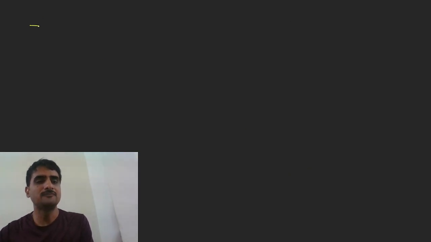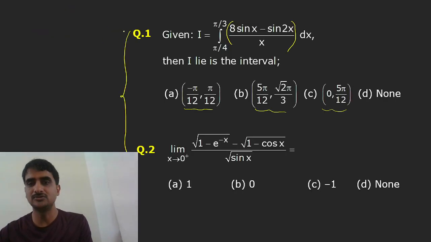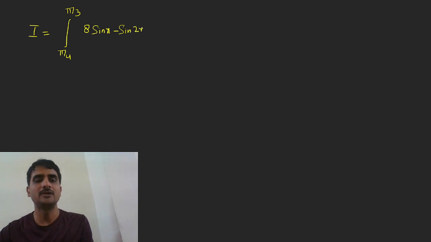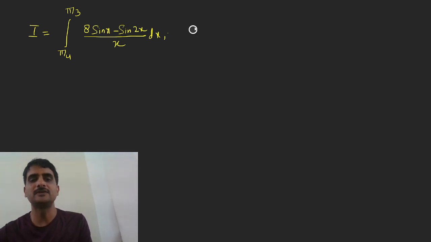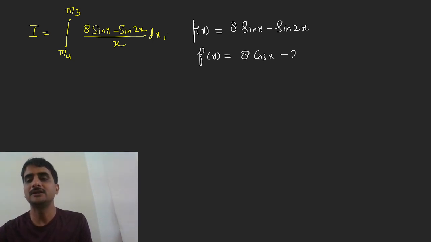Okay, let's start. See, the first question, I found it to be a very good, very interesting question because of the approach to solve it. So it's the integral of (8 sin x minus sin 2x) upon x. We have to estimate its value. Now see, what I will suggest here is, let us take one function f of x to be 8 sin x minus sin 2x. Now differentiate it. Why am I doing it? You will realize it, just wait for a few moments. So f dash x is 8 cos x minus 2 cos 2x.